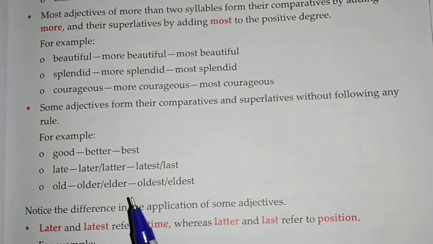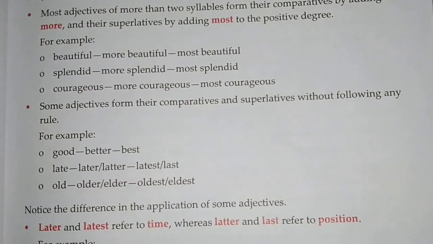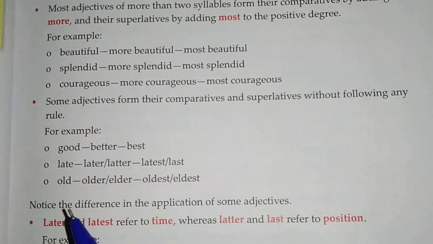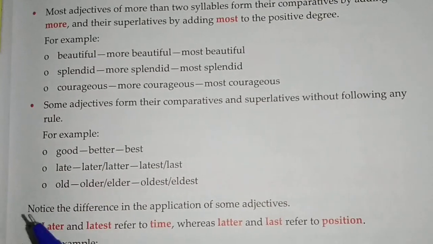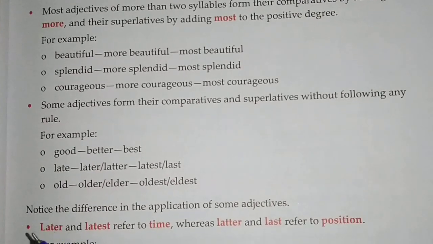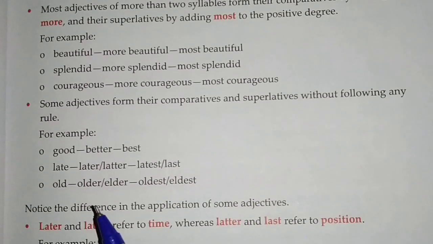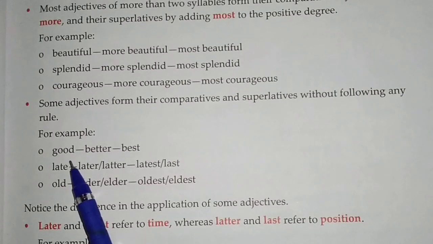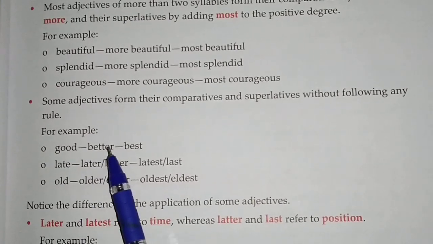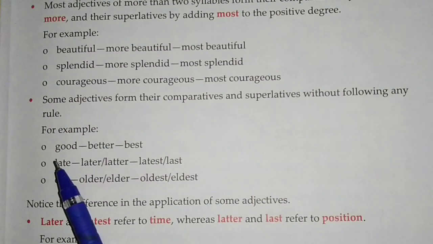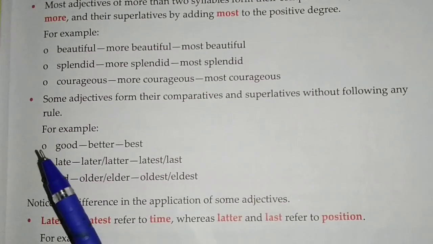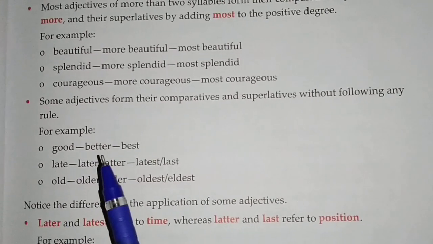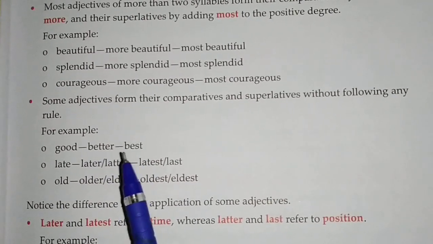The next and the last one is some adjectives do not go according to the above mentioned rules. They are some irregular adjectives which have different comparative and superlative forms. For example, good. When we form comparative or superlative degree, we do not add more or most, and we do not add any suffix like ER and EST. But their comparative and superlative degrees are other words.